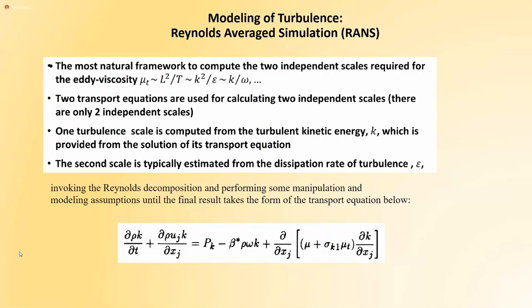In the past, they were using mixing length models and one-equation models. In each of them, you had to somewhat guess and then calibrate the model per area for some length scale. Here you have two transport equations. Transport equations means you have an advective term, a convective term, a production term, and a dissipation term: two PDEs for each of those dimensions you choose, and you can choose whatever you want. One turbulence scale is usually the kinetic energy, which is provided from the solution of the transport equation. The second scale really doesn't matter.